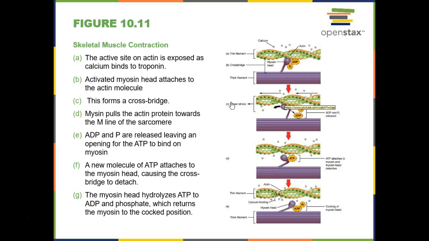Once it attaches, then the myosin is able to unattach from the actin molecule, and the ATP can then be hydrolyzed to the ADP and the phosphate, and the myosin head will be activated again and able to bind to another myosin binding site on actin if calcium is still in the system. If not, then it'll just sit there waiting for the next time it can attach.